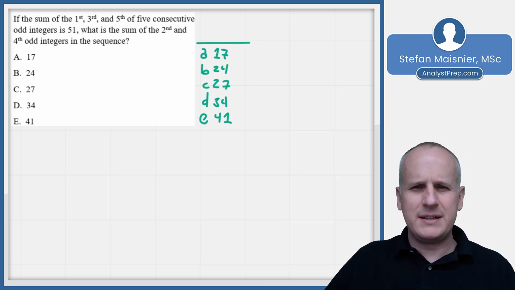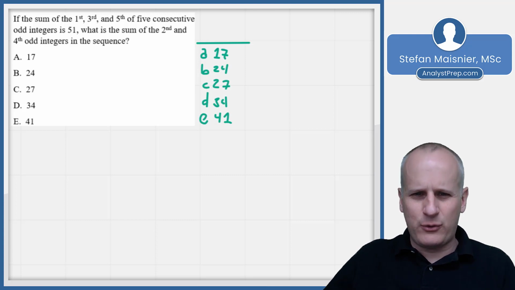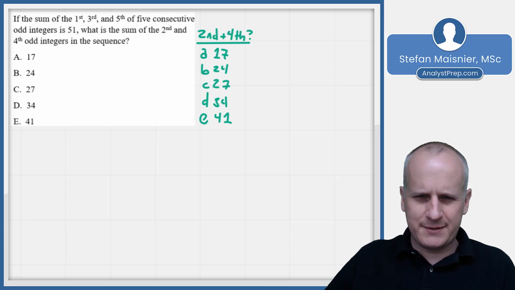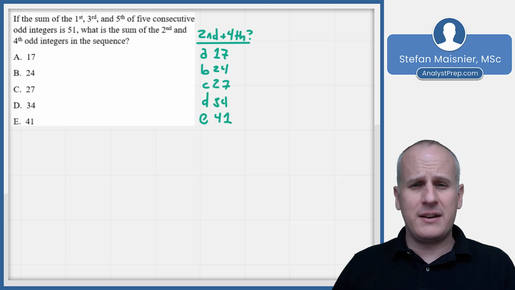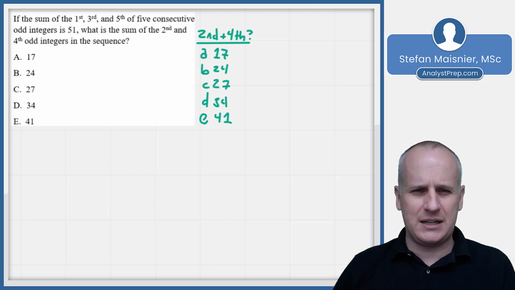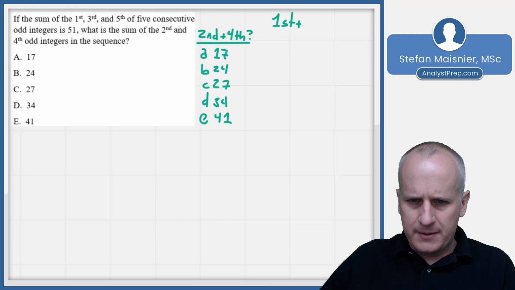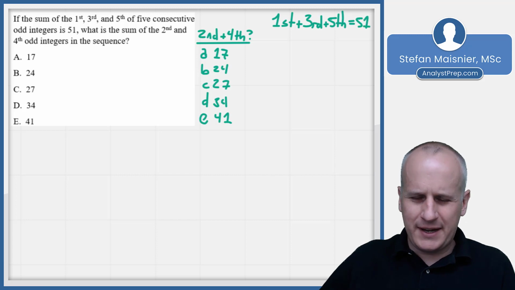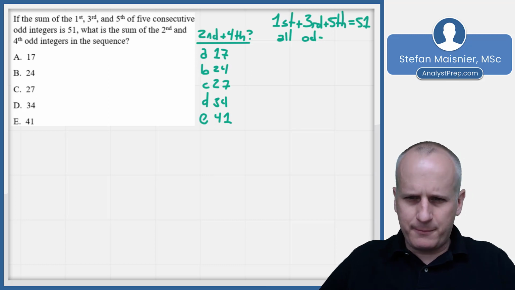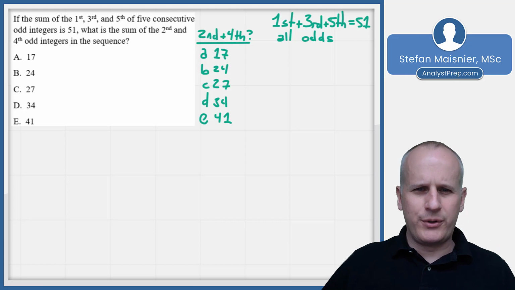And we're going to put a little line over top for what we're being asked to solve. If we skip to the end and we see we're being asked to solve for the sum of the second and fourth odd integers, so I'm going to just write second plus fourth as my question. So we know that the best approach, if we can do it, is probably the technical solution. So if the sum of the first, third, and fifth of 5 consecutive odd integers is 51, we know that first plus third plus fifth is equal to 51. And we know that they're all odds. We're being asked for the sum of the second and the fourth.